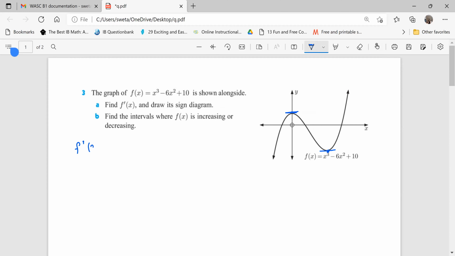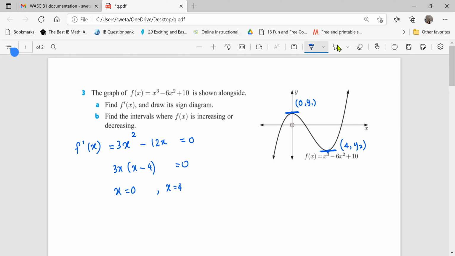So let's find f'(x). f'(x) is equal to 3x^2 - 12x, and we want to find the coordinates of the turning points. At a turning point, f'(x), or the gradient, is 0. So 3x(x - 4) = 0, which means x is equal to 0 or x is equal to 4. So at x equal to 0 there's some y value which we can find later, and at x equal to 4 there's also some y value which we can find later.